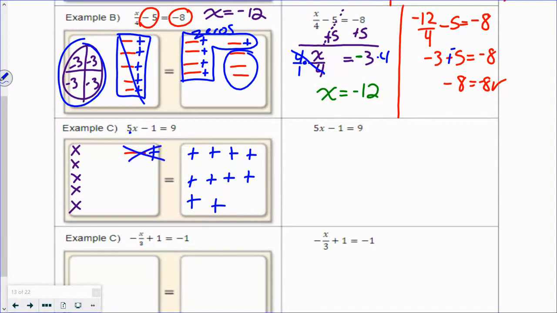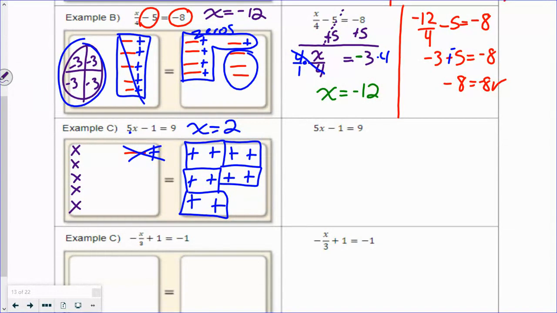So now we have 5 x's, and each x needs to get a positive. And if you know your multiplication and division, you know 10 is separated into 5 pairs. So then we know x equals 2. Shows you where it's different than the other ways.